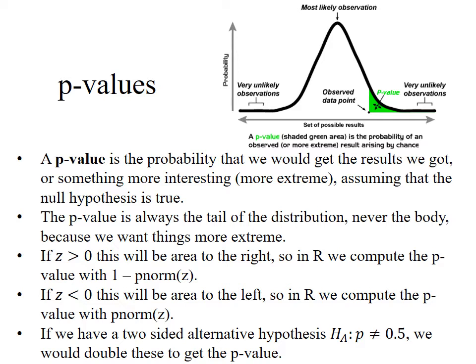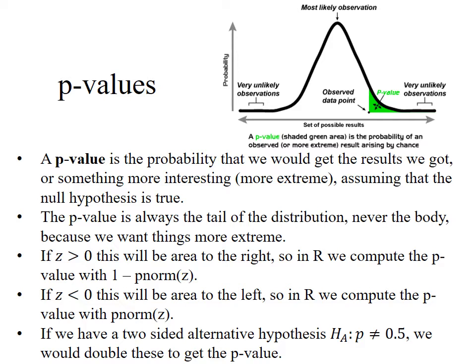A p-value is the probability that we would get the results we got, whatever they are, or something more interesting, something more extreme, assuming that the null hypothesis is true. A p-value is essentially the measure of how weird our results would be if the null was true. How strange, how bizarre. So therefore, the p-value is always the tail of the distribution.